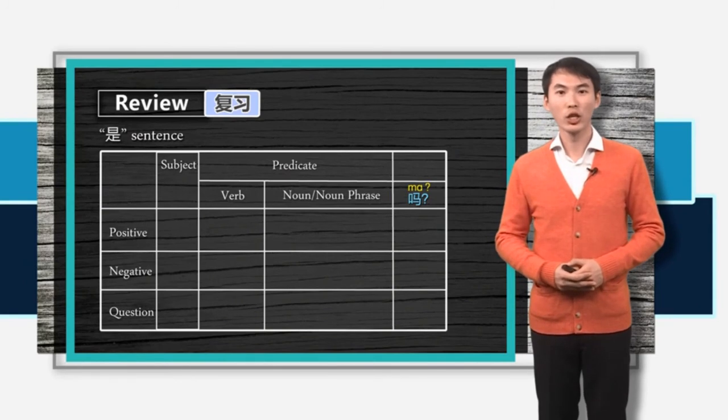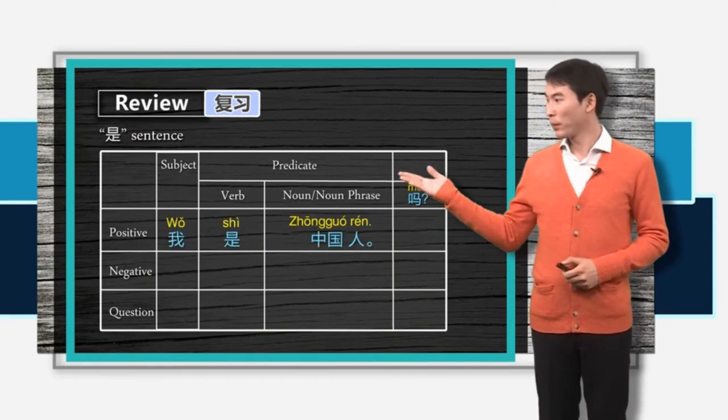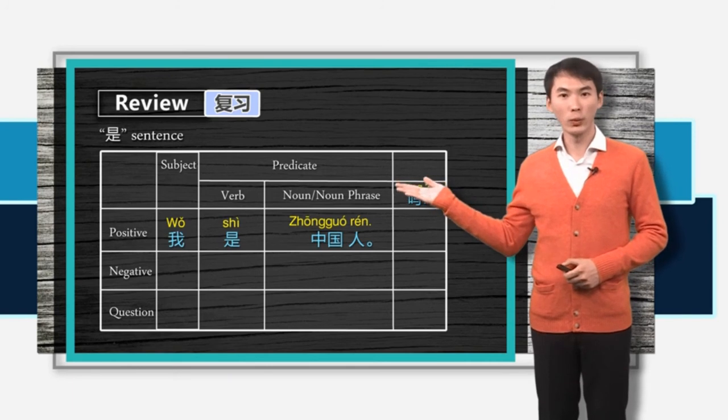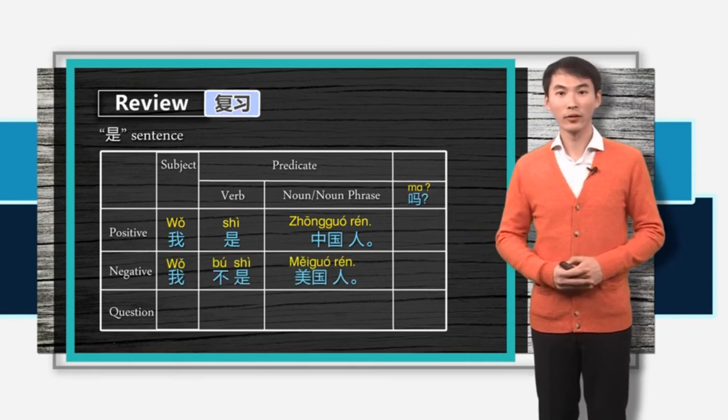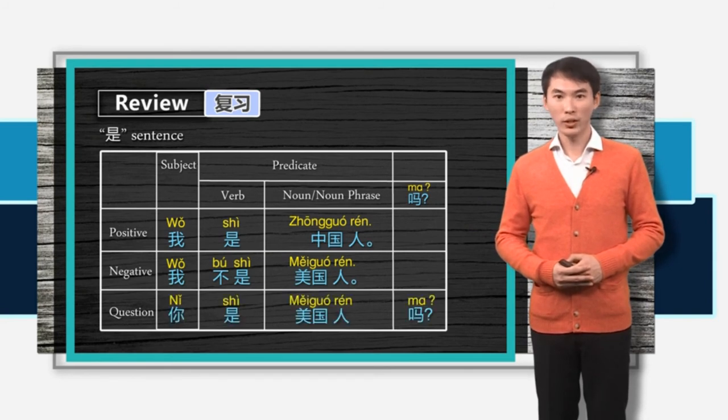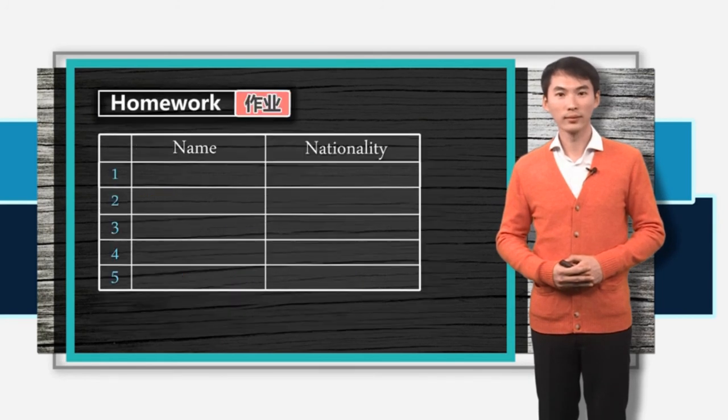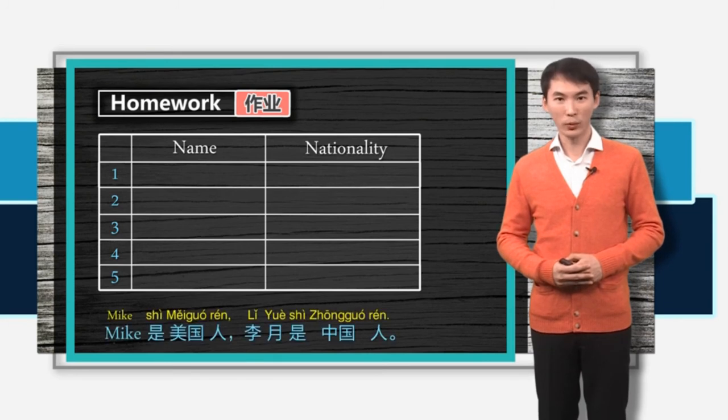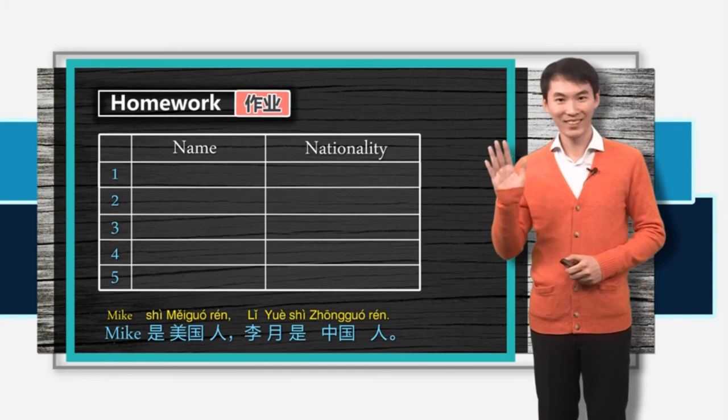Today, we have learned 是 sentence. Positive, 我是中国人. Negative, 我不是美国人. Question, 你是美国人吗? After class, try to ask 5 new friends about their nationalities and write them down as Mike 是美国人, 李月是中国人. Okay, see you next time. 再见.